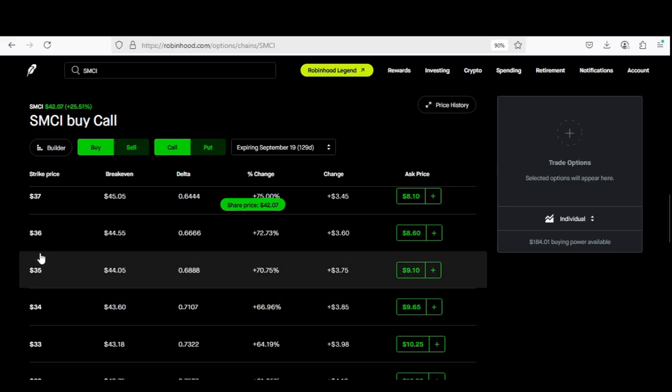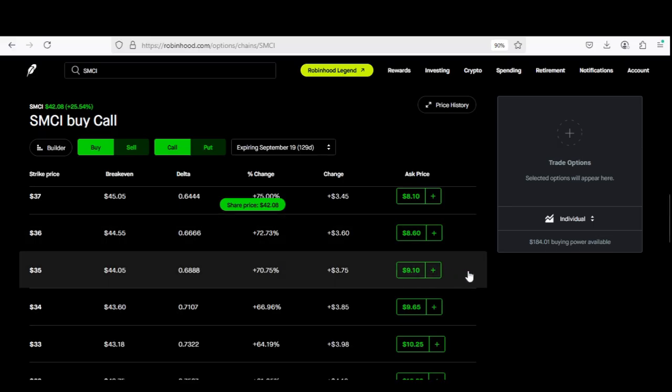So with the $35 strike price, we're going to have to pay $9.10 instead of $12.10 as I previously showed you. And that $9.10 is going to be $910 in the real world, simply because each option contract is multiplied by 100, because each option contract contains 100 shares. So this is going to be $910.